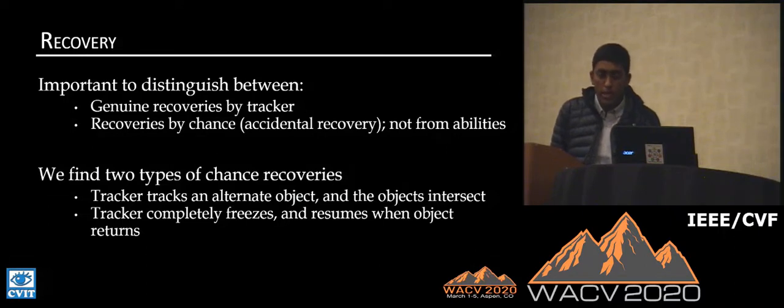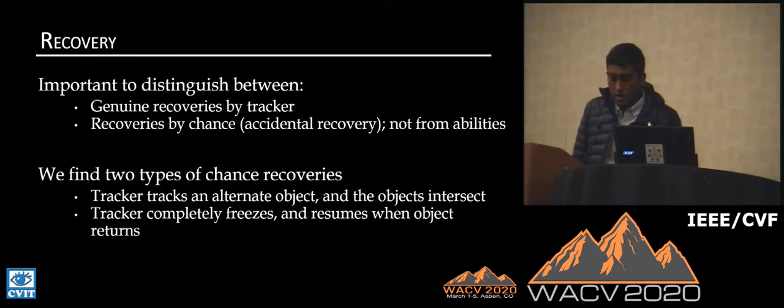that happen accidentally. We find two types of chance-based recoveries. One where the tracker tracks an alternate object, and the recovery happens when the target is in the set. The second is when the tracker completely freezes, and the tracker resumes when the object returns into its predictions. We'll now demonstrate examples for this here.